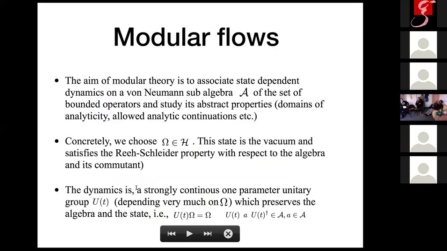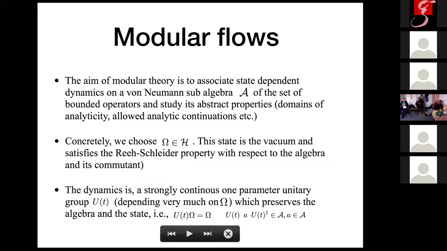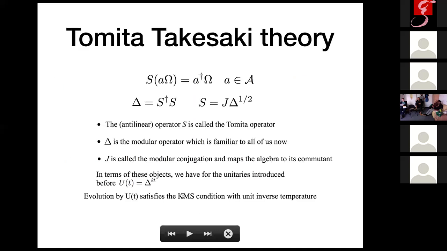And this satisfies both these conditions. So this is the theorem. People usually call this Tomita-Takesaki theory, but it's actually the Tomita-Takesaki theorem. What the theorem says is there exists a delta like this, and you can exponentiate it, raise it to an imaginary power like this, where t is real. And then U of t will satisfy three conditions. The first two are preservation of omega and preservation of the algebra. And the third is the KMS condition.